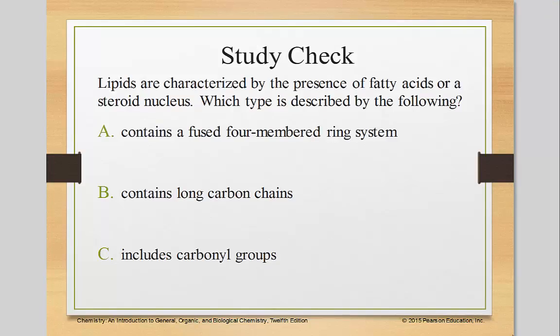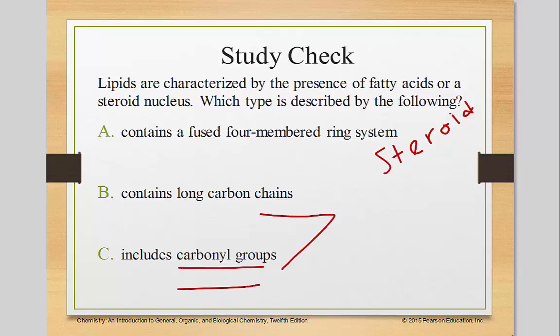Lipids are characterized by the presence of fatty acids or a steroid nucleus. Which type is described by the following? Contains a fused four-member ring system. This would be the steroid. Contains long carbon chains and contains carbonyl groups. Remember, carbonyl groups are part of the carboxylic acid, so those would be the fatty acids.